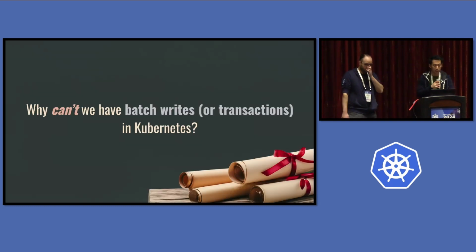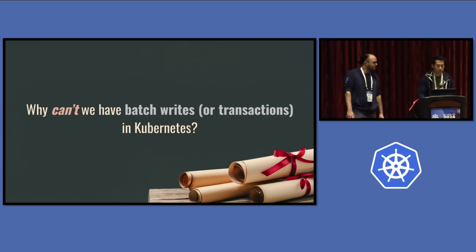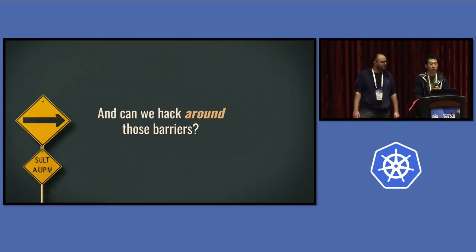So why can't we have batch writes or transactions in Kubernetes today? It's a great question, and we're going to answer that. But first, we're going to need a little bit of context. And once we go through that, we're going to try to answer the question: can we hack around these limitations? So Merrick is going to go into a little bit of context and history for you guys to understand why we can't support transactions or batch writes today.